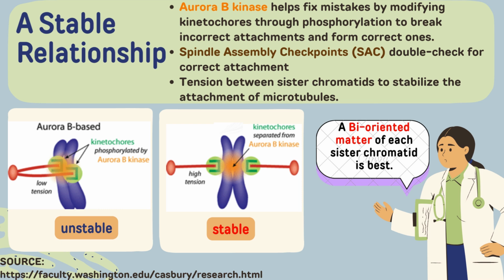So we have spindle assembly checkpoint, which double check to correct attachment, making sure that everything is in place. And tension between sister chromosomes are important because they help stabilize the attachment of microtubules. So in conclusion, stable relationship for kinetochores ensure accurate chromosome segregation and correct cell division.